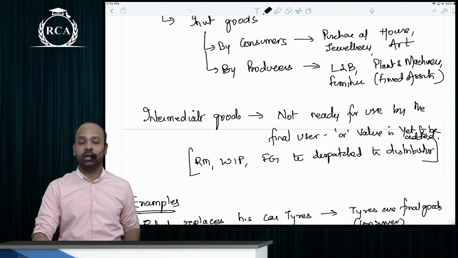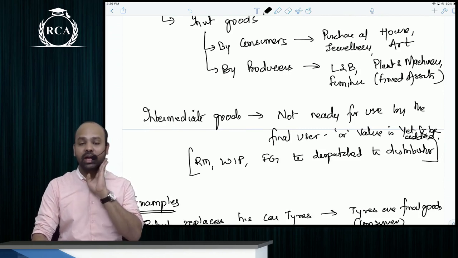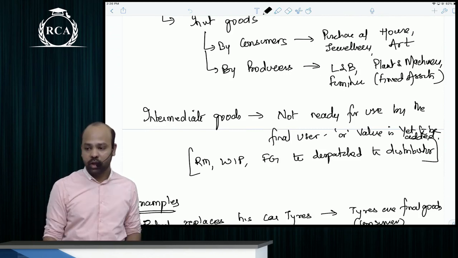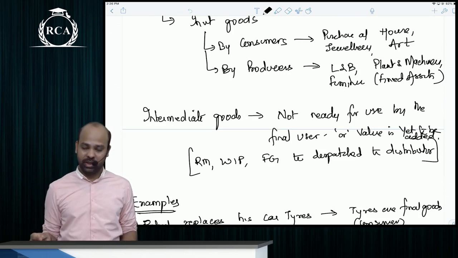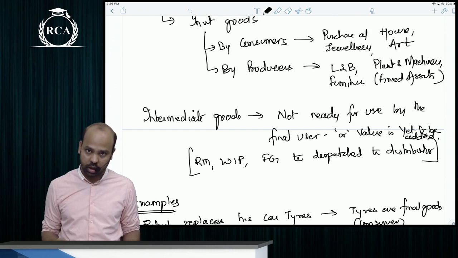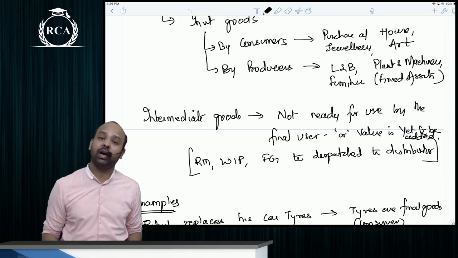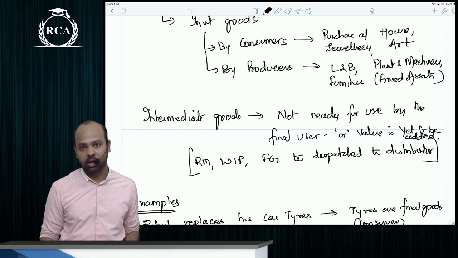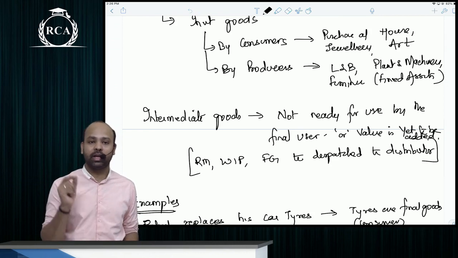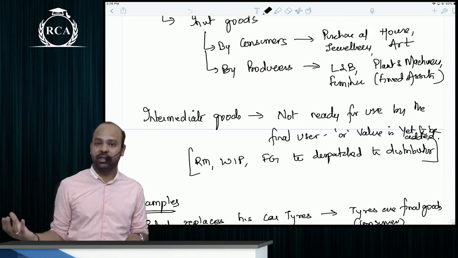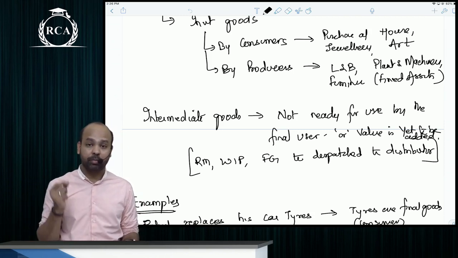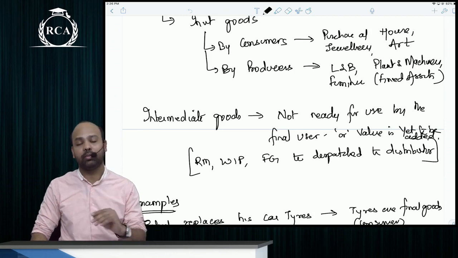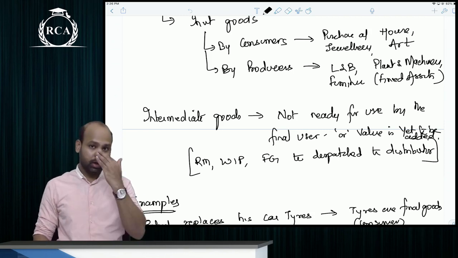Intermediate goods, on the other hand, are not ready for use by the final user. The sugar that is purchased by a bakery is an intermediate product. The sugar that is purchased by a household is a final product. The cloth, the fabric, or a garment that is purchased by a producer will be an intermediate product. If you are purchasing a garment as a consumer, it's a final product. Understood?